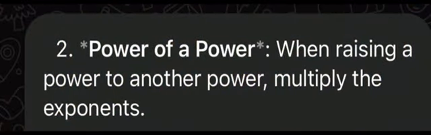Second law, power of a power. When raising a power to another power, multiply the exponents. So (2 squared) to the power 3: you take the only 1 base, then you multiply 2 by 3. So you're going to have 2 raised to the power 6.